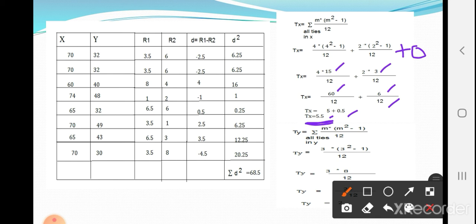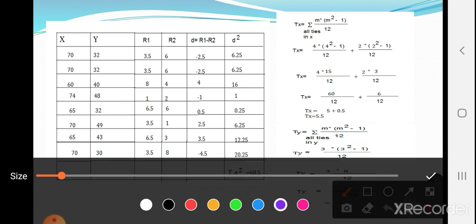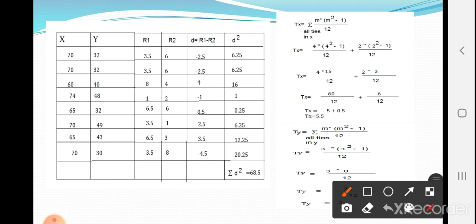Now calculate the Ty. So same formula, but see the ties in y variable. Ty is equal to summation of all ties in y, m into m square minus 1, divided by 12. So in y variable, which value is repeated? In y variable, only 32 is repeated 3 times. So first plug the value of m is equal to 3. So 3 square minus 1 divided by 12 plus. So which value is repeated again? So in y variable, no value is repeated other than 32.